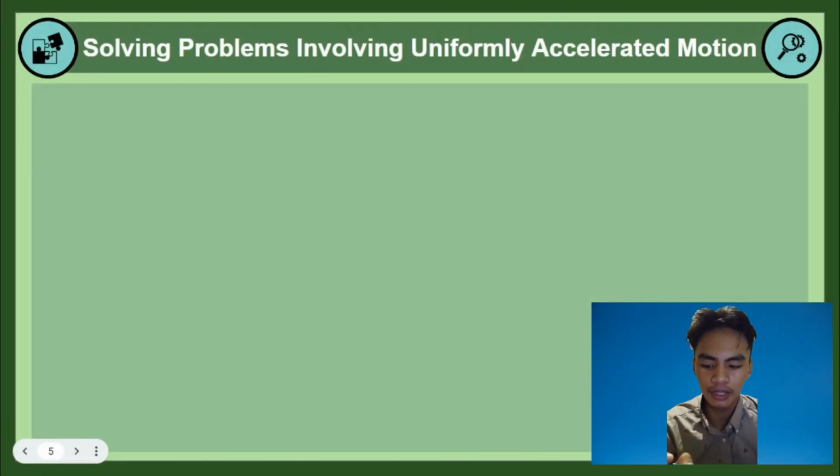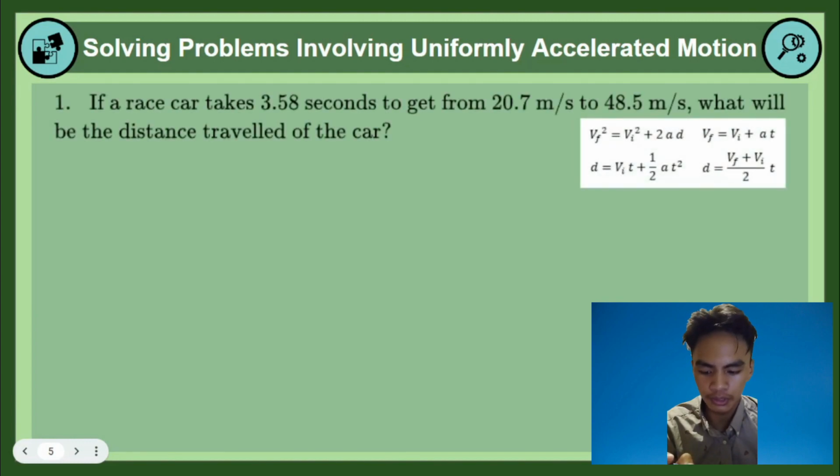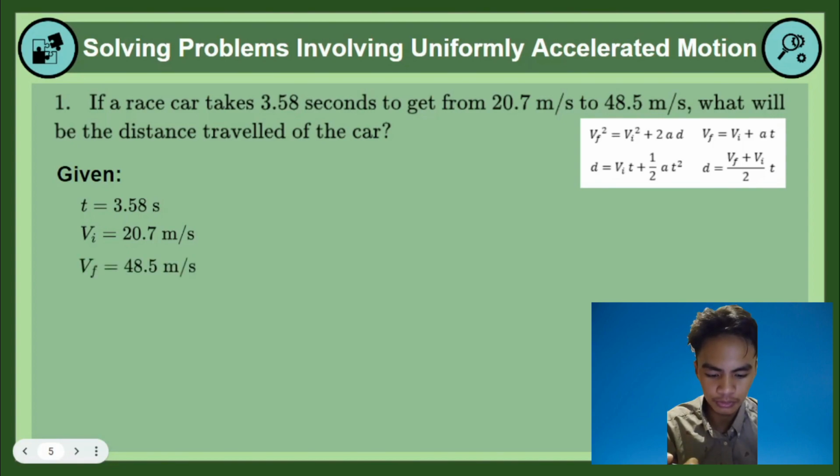Now, let us apply these kinematic equations in solving problems involving uniformly accelerated motion. Example number 1. If a race car takes 3.58 seconds to get from 20.7 meters per second to 48.5 meters per second, what will be the distance traveled by the car? First, write the given. The time is 3.58 seconds, the initial velocity is 20.7 meters per second, and the final velocity is 48.5 meters per second.